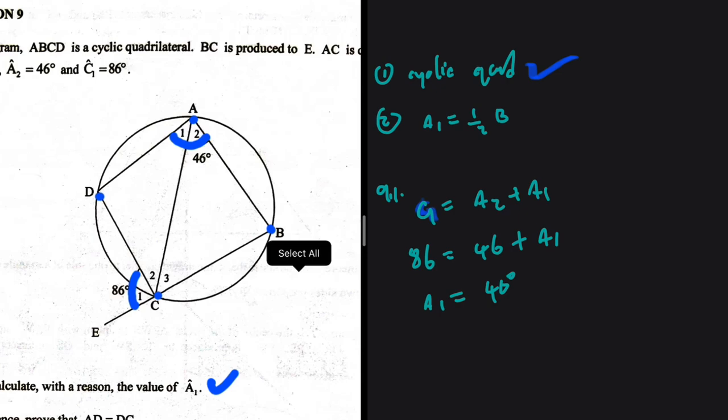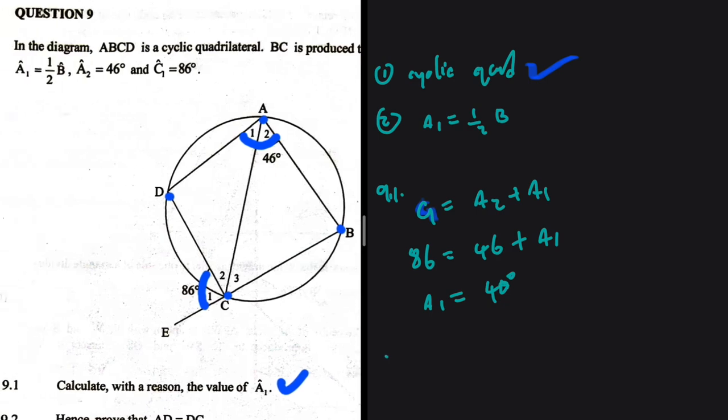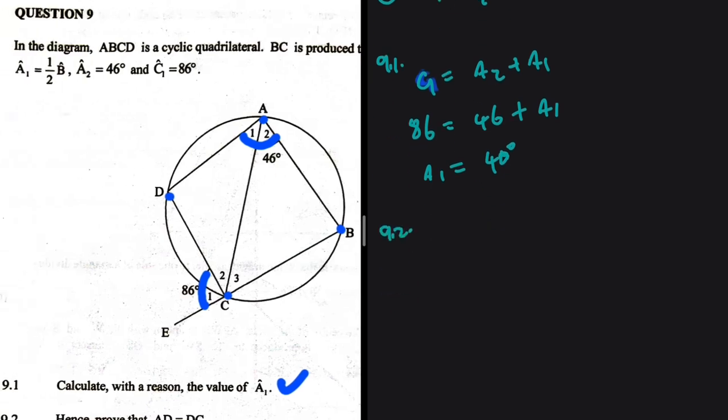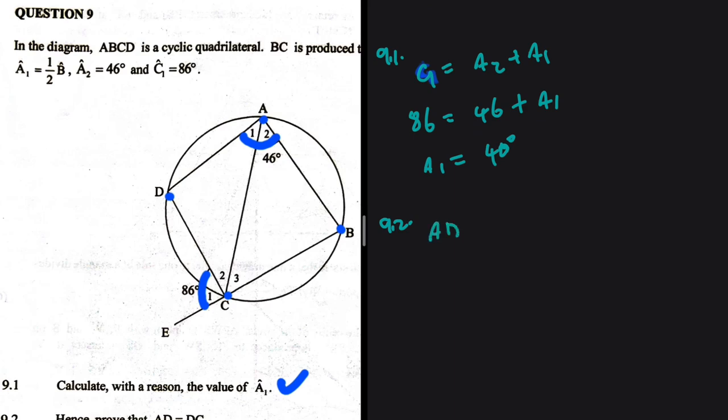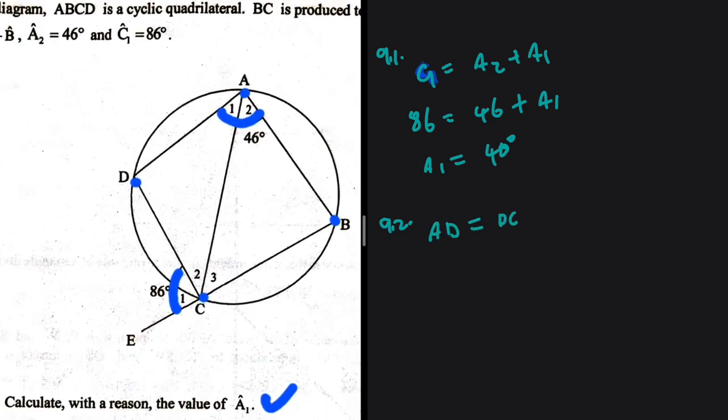Okay, let's carry on and do 9.2. So 9.2, hence prove that AD is equals to DC. So let's go ahead and take a look at AD and DC. We're supposed to prove that they're equals to each other, right?